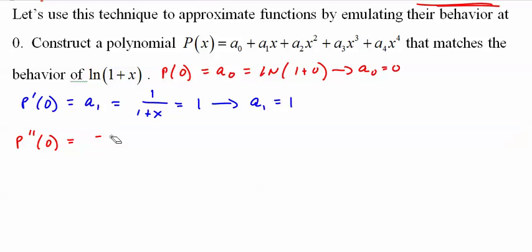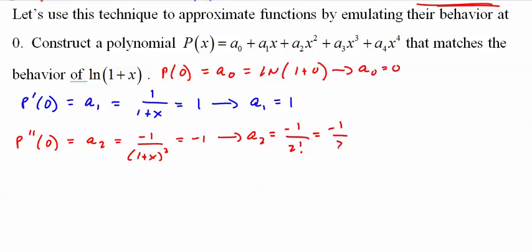P double prime of 0 equals negative 1. I guess I'll keep writing it the way I've been doing it. Equals a2 equals negative 1 over 1 plus x squared. Put in 0, we get negative 1. And this is where things got a little bit goofy. We saw that in the previous example. Once we got to this one, it was a2 equals negative 1, and we didn't actually say what was going on. That was 2 factorial, which is just negative 1 over 2.